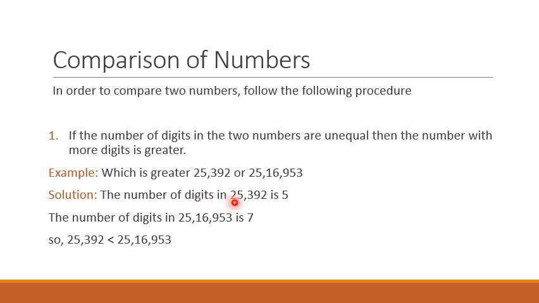Let's see the number of digits in the first number. Let's count 1, 2, 3, 4 and 5. So the first number has 5 digits. Now let's see the second number. Let's count the number of digits. Here 1, 2, 3, 4, 5, 6 and 7. So there are 7 digits in the second number. So here in this number, the number of digits are more, so it is bigger. So you can write 25,392 is less than 25,16,953.